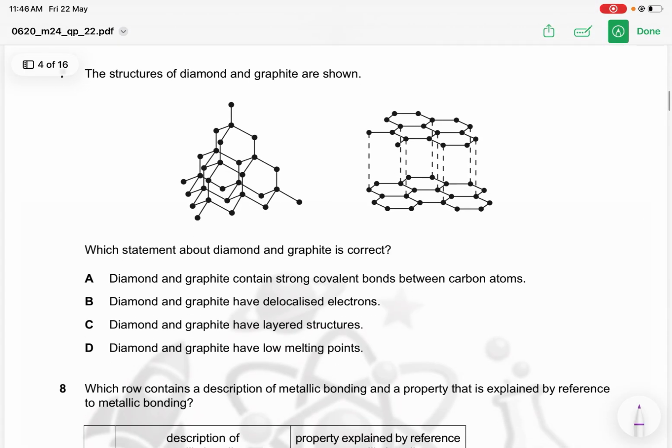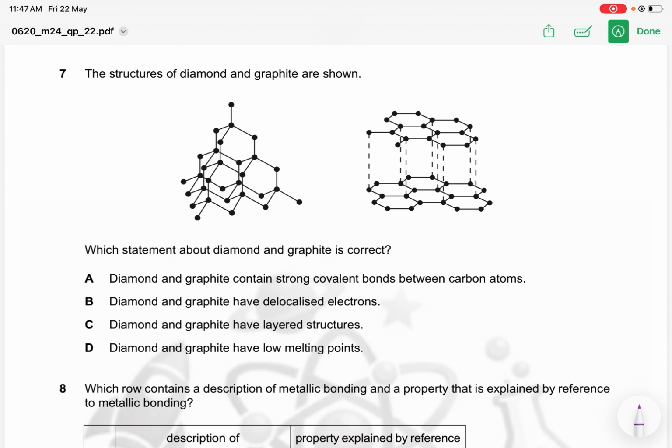Next, seventh, the structure of diamond and graphite are shown. Which statement about diamond and graphite is correct? Diamond and graphite contain strong covalent bonds between carbon atoms. Diamond and graphite have delocalized electrons. Diamond and graphite have layered structures. Diamond and graphite have low melting points.